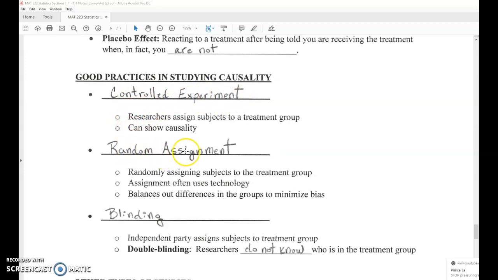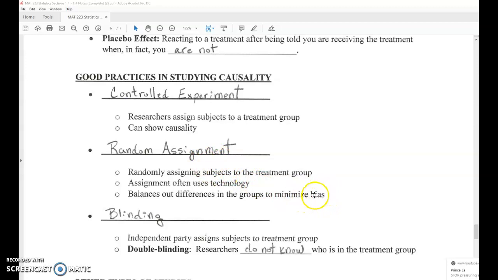Now, if you do random assignment, randomly assigning subjects to the treatment group, and we often use technology for that because humans do not do a good job of randomly assigning on their own, this often will balance out differences in the groups to minimize bias. Okay, and we'll talk much more about bias later.